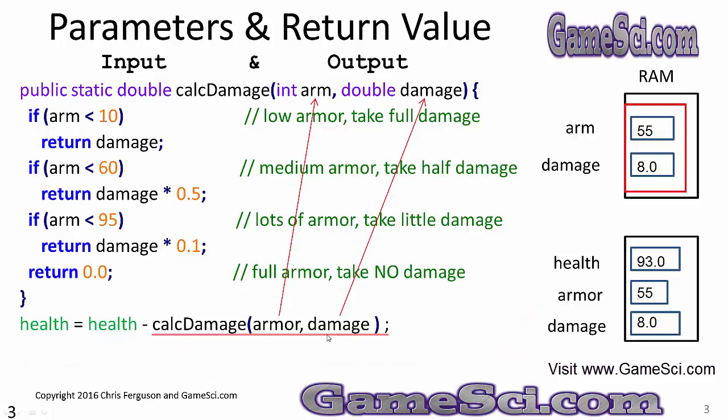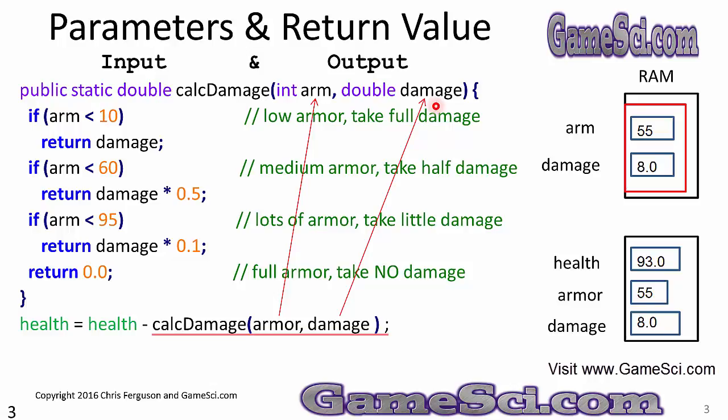First up on this line of code, I'm going to call calcDamage. This is a call to the method calcDamage. My current value of armor, which is 55, will be set to the variable arm. The first argument is assigned to the first parameter, and a 55 shows up in arm. The second argument, damage, is passed to the second parameter, damage.